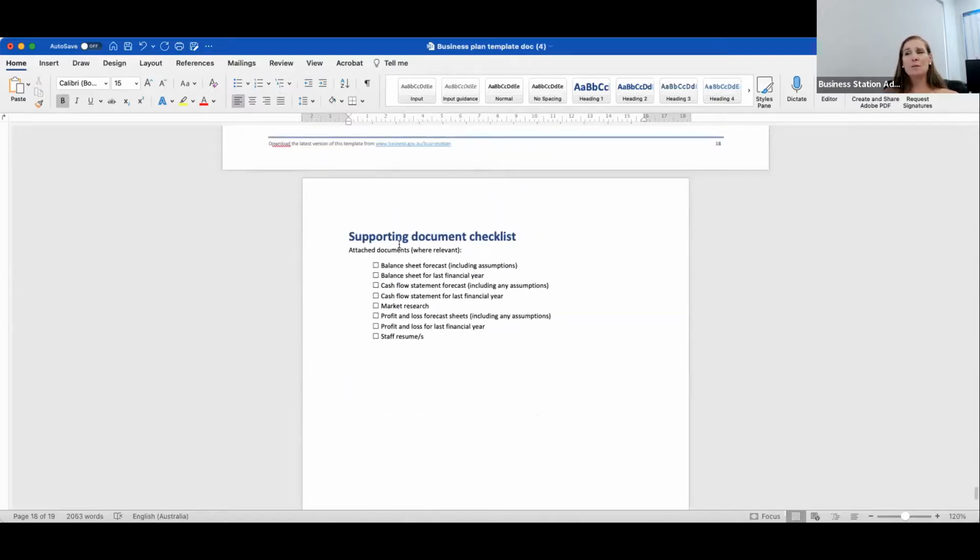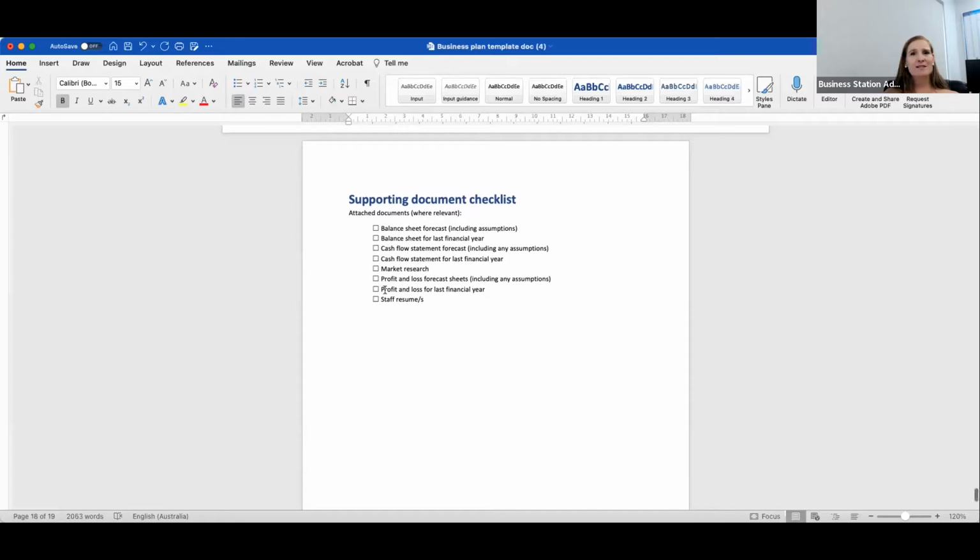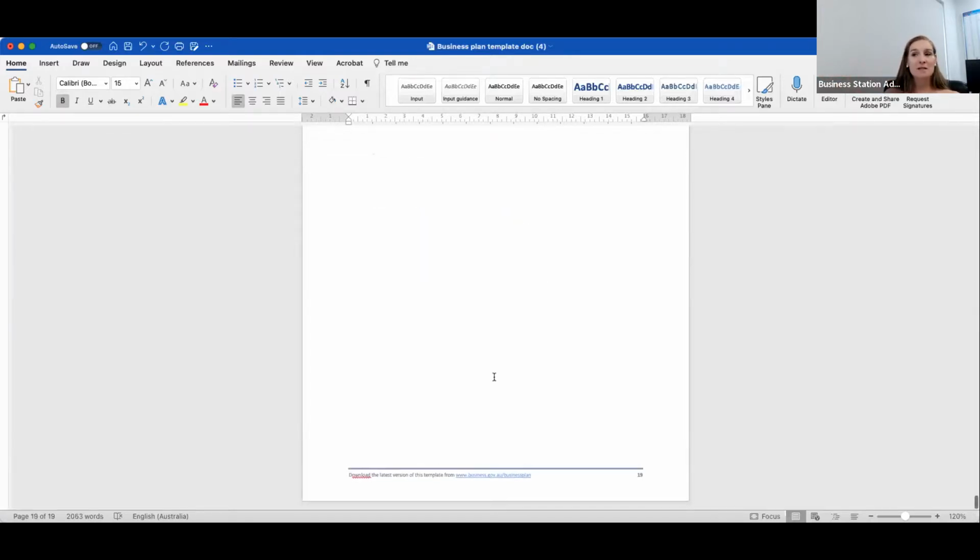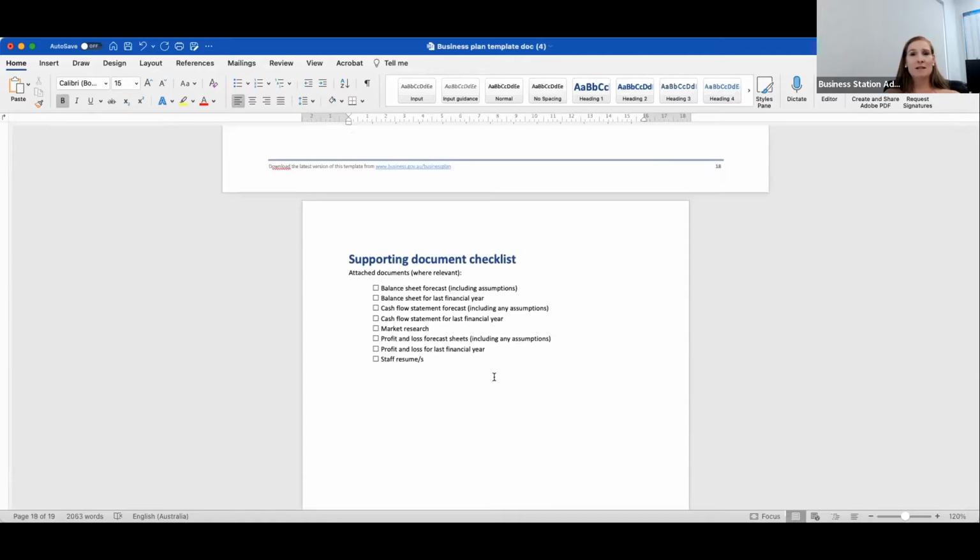At the end, there's a supporting document checklist. You do need to have a proper forward-looking balance sheet forecast, but also what you achieved in previous years, cash flow statements, and your market research. All of that info that you've worked on to come to the conclusions going into this template, you will have to incorporate as part of this business plan by way of supporting documentation, as well as, as I said, CVs or staff resumes to back it up. So that is a fantastic template.